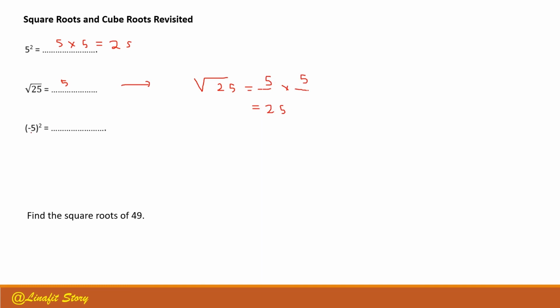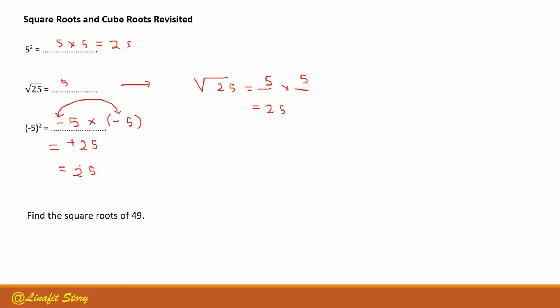Then how about negative 5 squared? This means negative 5 times negative 5. This is negative, this is negative. You meet your friend. Why? Because the same sign. If you meet your friend, the result is positive 25 or 25.